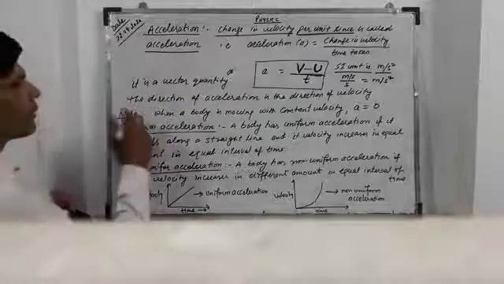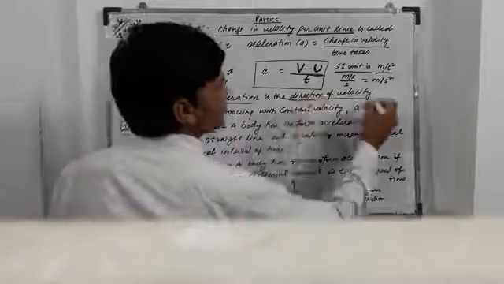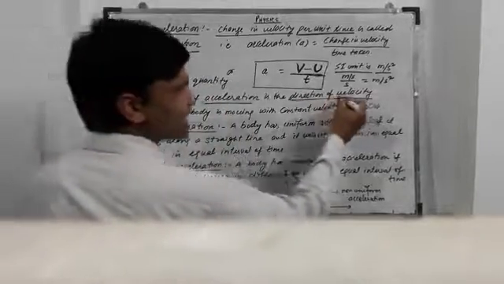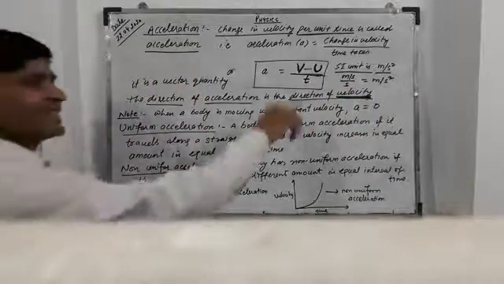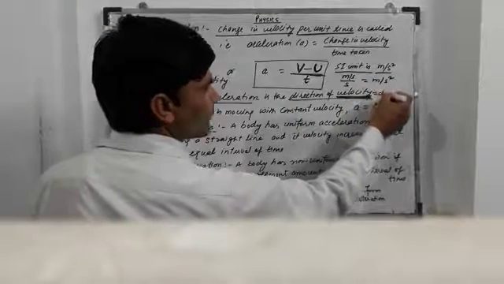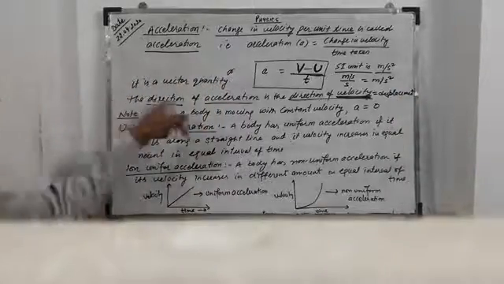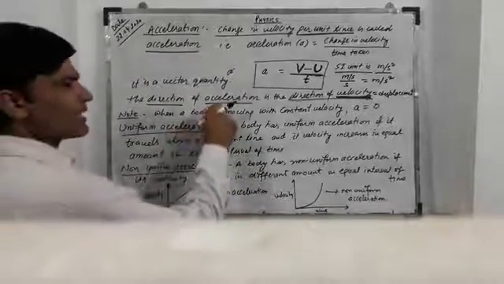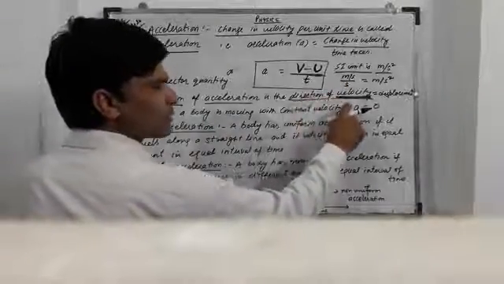The direction of acceleration is the direction of velocity. Acceleration is in the direction of velocity, and velocity is in the direction of displacement. So all three quantities are vector quantities, and the direction of acceleration is the direction of velocity, and the direction of velocity is the direction of displacement.